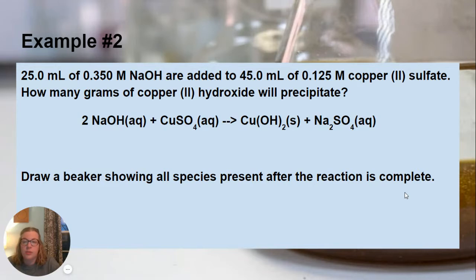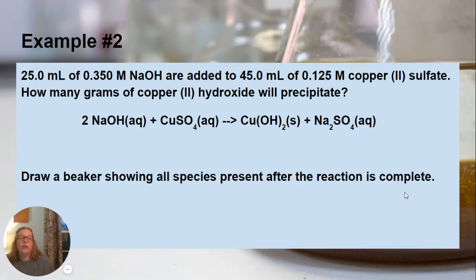And then this is a precipitation reaction. We are going to get copper 2 hydroxide as our precipitate. The balanced equation is there for us, 2 NaOH to 1 copper sulfate, and it's going to make copper 2 hydroxide and Na2SO4. So it's saying if I've got these two things that I'm mixing together, how many grams of stuff am I going to precipitate? And then it also says to draw a beaker showing all the species present after the reaction is complete. And by species, they mean chemical species. So like what chemicals are floating around in there?